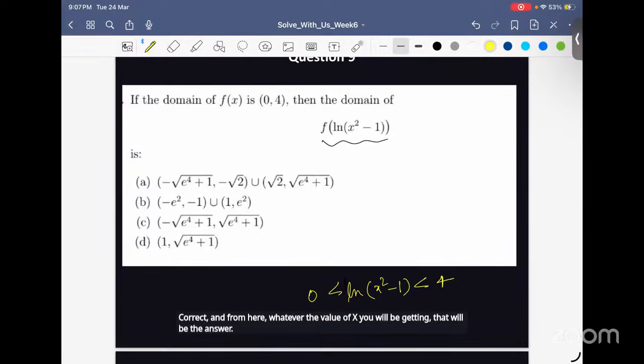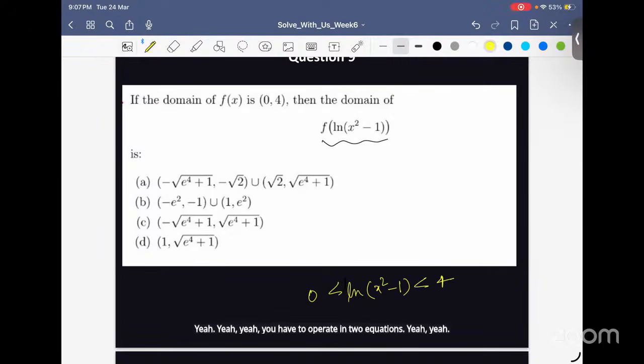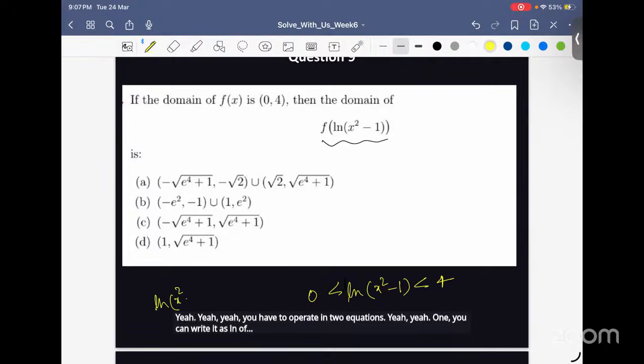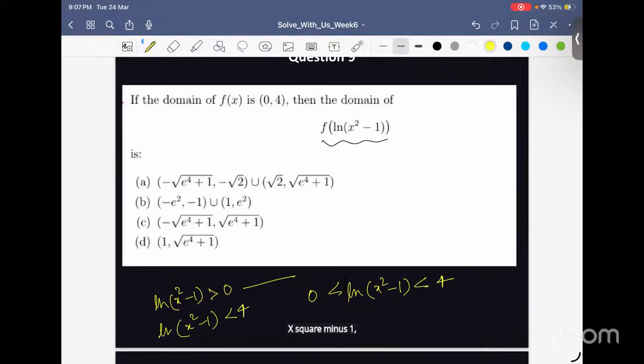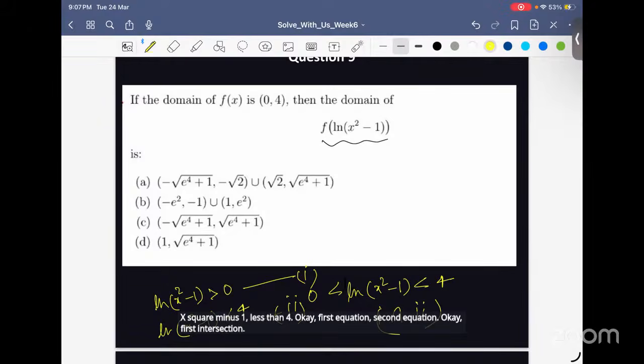Should we conclude this in two different equations, because we can't operate on it singularly? You have to operate in two equations. One you can write as ln of x square minus 1 greater than 0. From here you will get something. And then ln of x square minus 1 less than 4. First equation, second equation. Then first intersection 2.